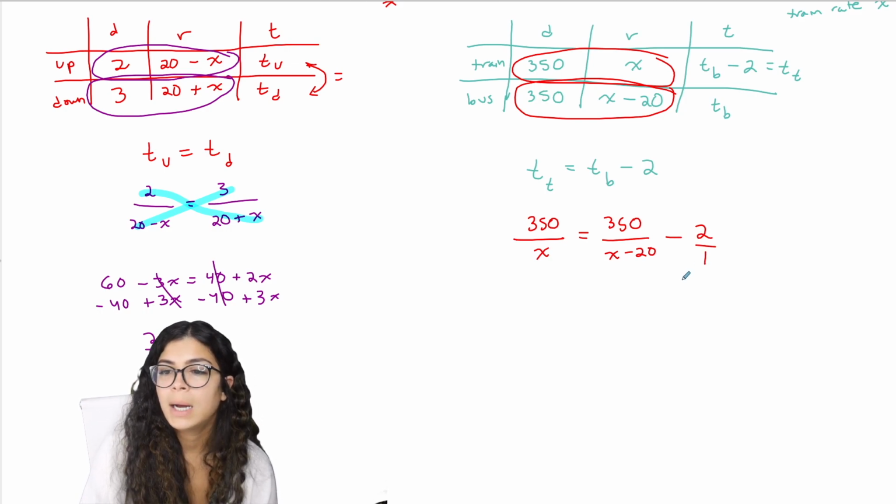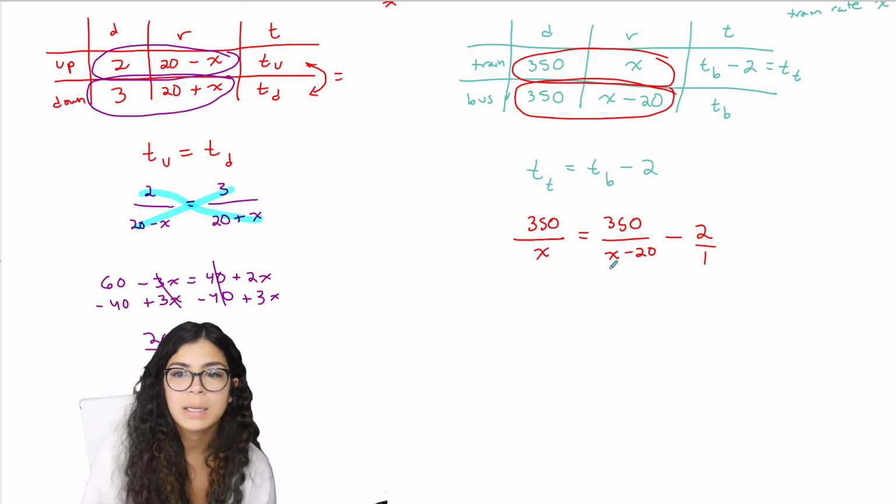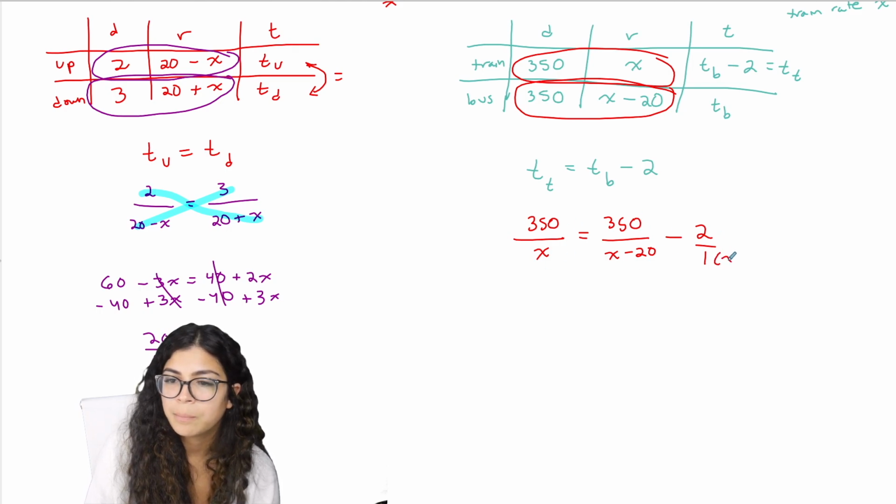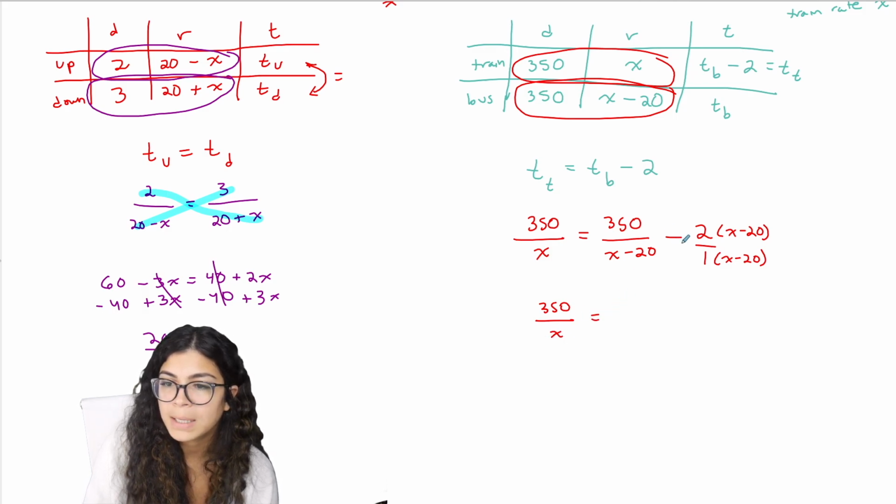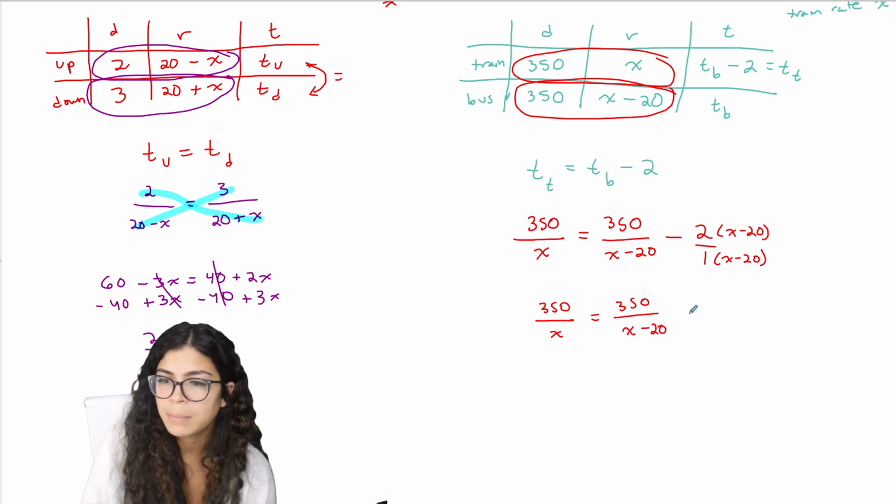Again, I'm going to go with combining these two, then we can cross multiply. So I need a common denominator. I'm going to multiply by X minus 20 on top and bottom. And we get 350 over X equals 350 minus, actually let me just do this one at a time so I don't mess up. Sometimes if you do too many steps in one, you end up making silly mistakes.